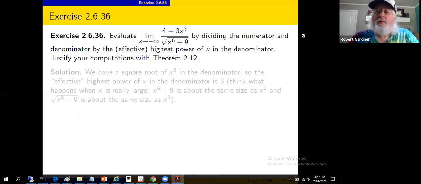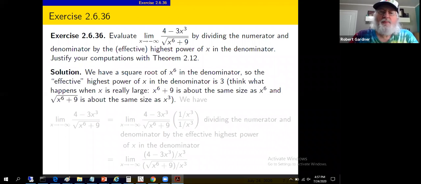Okay, this isn't a rational function because of the square root. It says evaluate the limit as x approaches negative infinity. Okay, just one direction this time. 4 minus 3x cubed over the square root of x to the 6 plus 9, by dividing the numerator and denominator by the effective highest power of x in the denominator, and justify your computations like we did in the last one. All right, what's up with this effective highest power stuff? And I think that's my hint. That's not in the book.